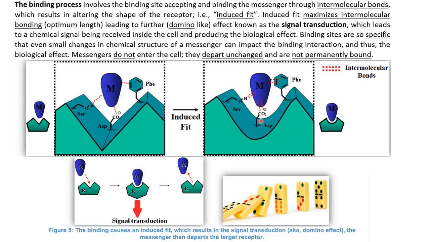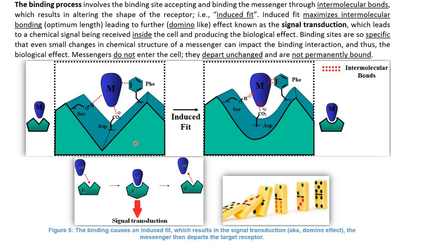The resulting induced fit maximizes these intermolecular bonds and results in something called signal transduction, which is a signal that's transferred inside the cell to produce the biological effect. The signal transduction is similar to an effect called the domino effect, where you activate one protein, for example, and then this protein leads to activation of other proteins, leading into a series of signal transductions, which leads to the biological effect.